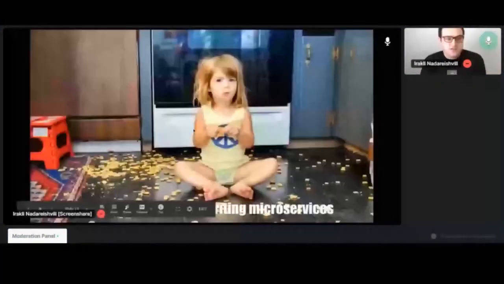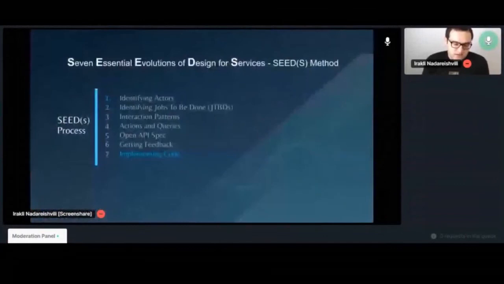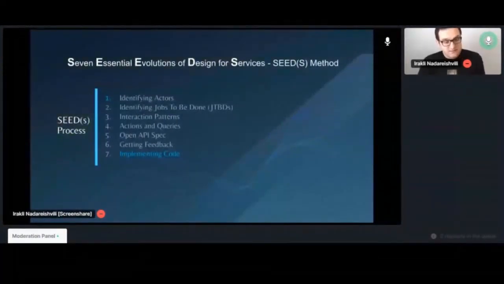And only once you are done with all of those steps should you sit down and start thinking about what databases do I use to implement this, what languages do I use. Only then should you start actually implementing your APIs. So that's what the seven essential evolutions of design for services, or the SEEDS methodology, is. It's an evolutionary process that allows you to design repeatedly and consistently various APIs and various microservices. It's a methodology that brings a lot of predictability and repeatability to your process, and in our experience leads to really well-designed services, better designed than if you are not using any methodology.